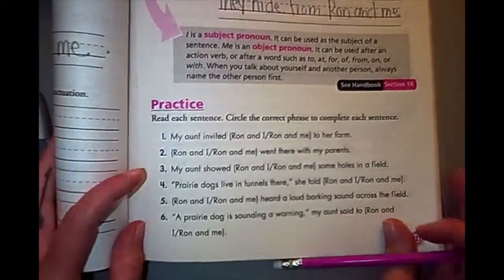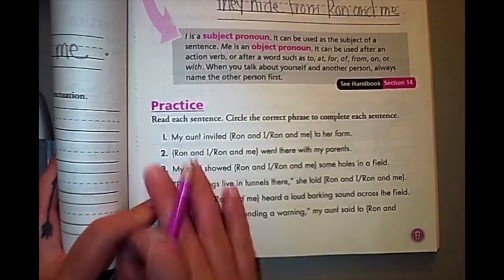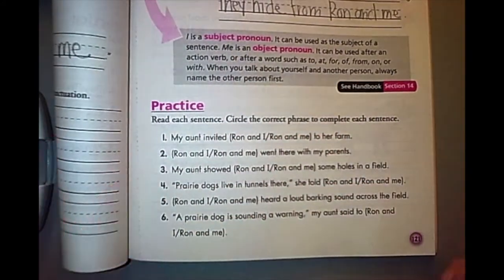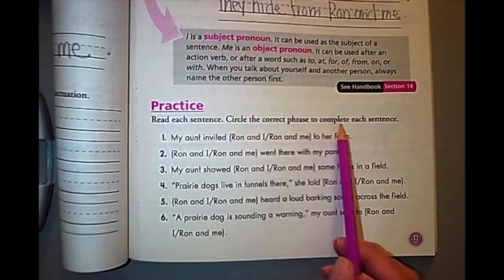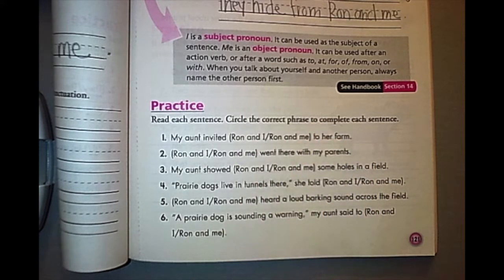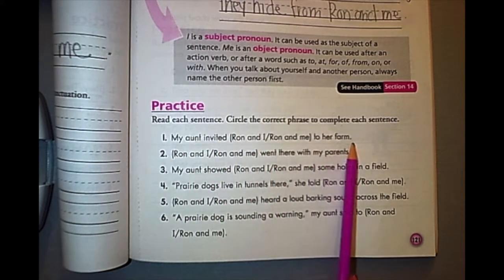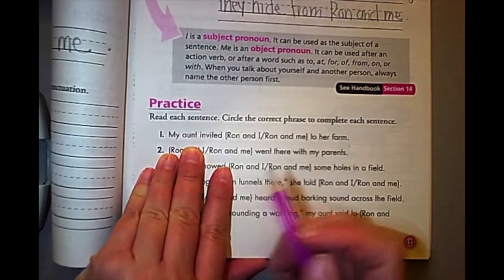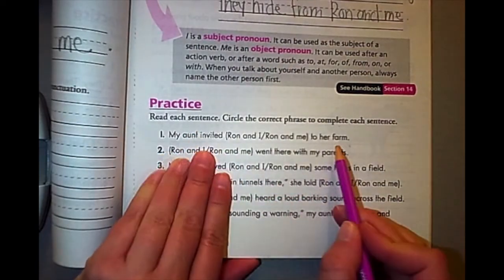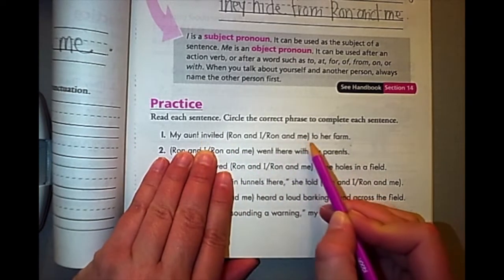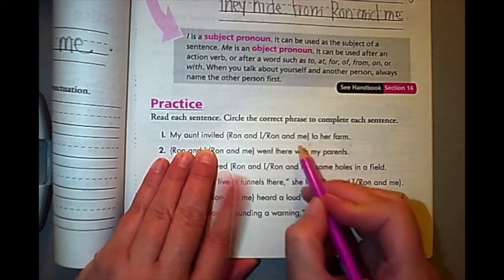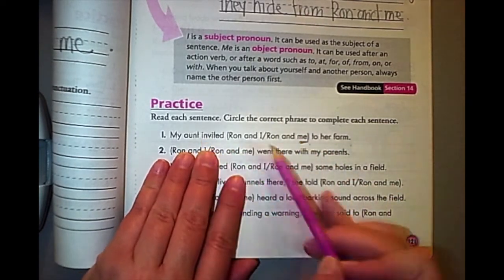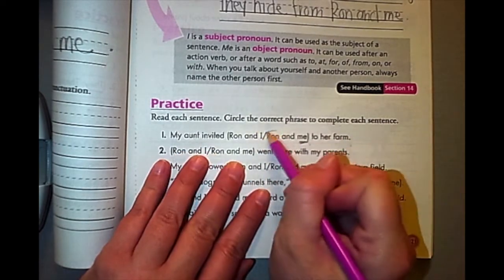All right. Number 1, we're going to read the sentence, circle the phrase. See, we're back to circling. Circle the correct phrase to complete the sentence. Remember, the other person's name goes first. My aunt invited blank to her farm. So, if we took out the other person, my aunt invited I to her farm, or my aunt invited me to her farm. Well, it would be me, okay? And then we add the other person, so it would be Ron and me.